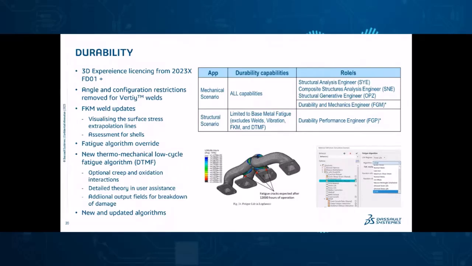For Verity, previously there was a plus or minus 22 degree tolerance and only on ideal configurations for welds. So this has been removed, and also the configuration limit. So there are lots more configurations possible.